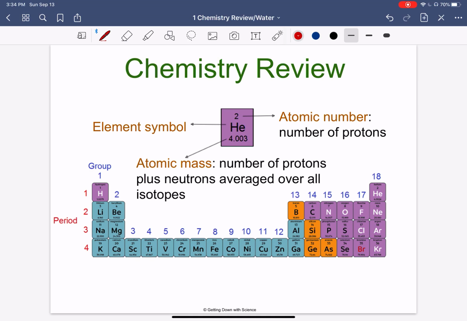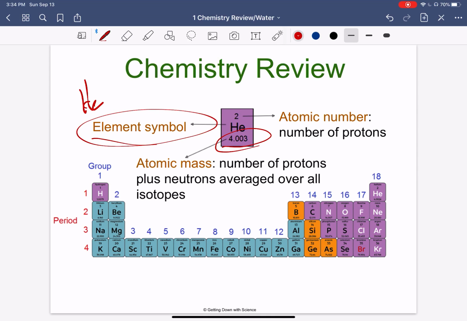Elemental symbol. You can use these on the AP exam. You don't have to spell out the whole elements or anything like that. If you're talking about helium, just put the symbol for helium and they'll know exactly what you're talking about and they're good with that. Atomic mass is the average number of protons plus neutrons.